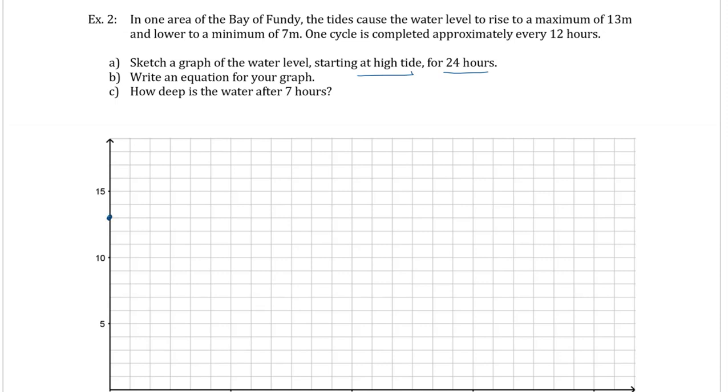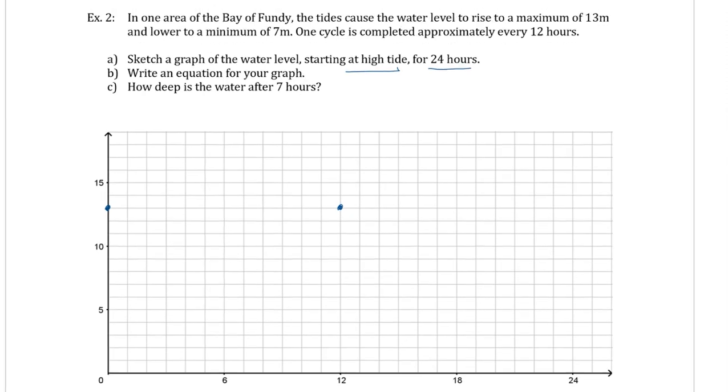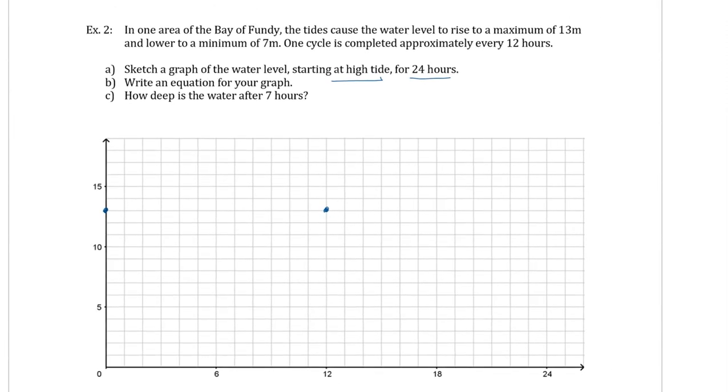Now what people do is they say, oh, one cycle is completed every 12 hours, so it goes to 7 at 12, but this is wrong. That's not a cycle. That's going from the max to a min. A cycle is when you repeat and you end up in the same spot. So after 12 hours, I should be back up at 13. We don't have a separate diagram for this one. We just have to put it straight into the graph. So that's what a cycle means. That's a common mistake. Be careful. Even though we've talked about it, it's a mistake that you might make.